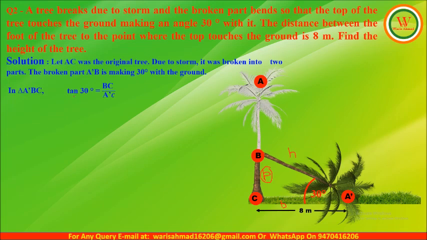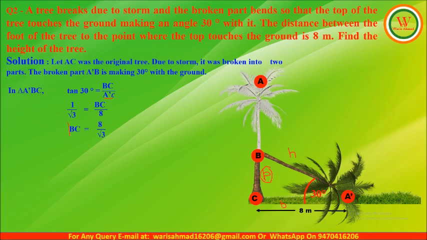Now tan theta is equal to 1 upon root 3. So in place of tan theta, we can write 1 upon root 3. BC will be as it is, and in place of A dash C, the value of A dash C is given as 8 meter. So we can write 8 meter in place of A dash C. So tan theta equals 1 upon root 3, BC as it is, A dash C equals 8. Finally, we can write here BC will be equal to 8 upon root 3.